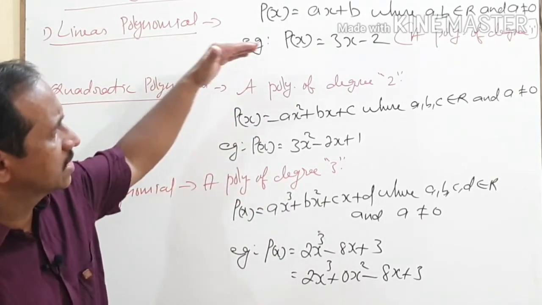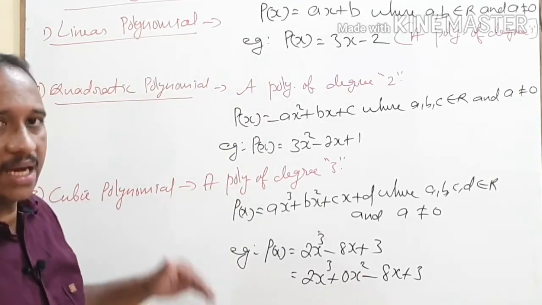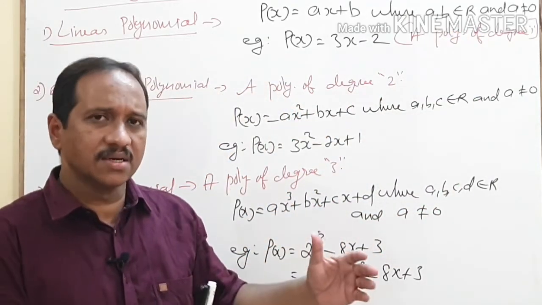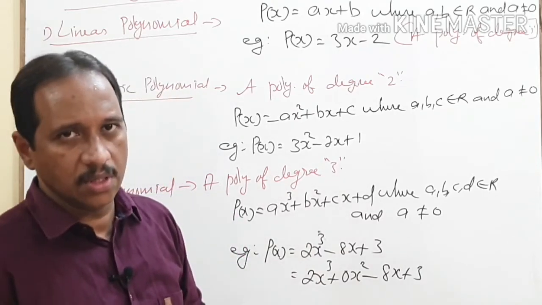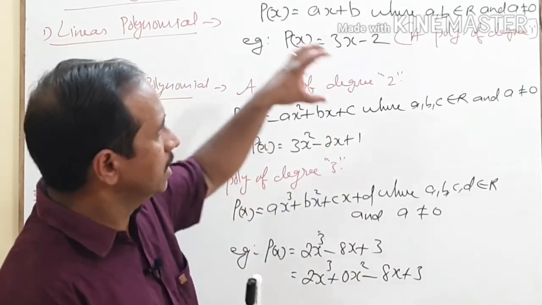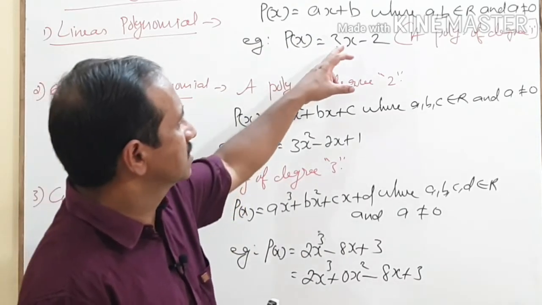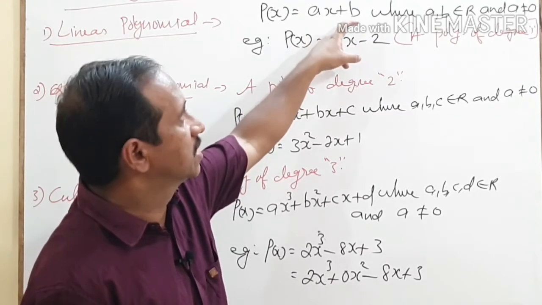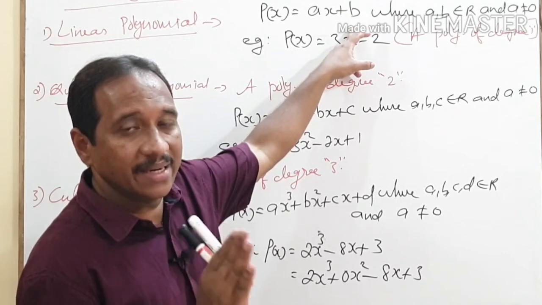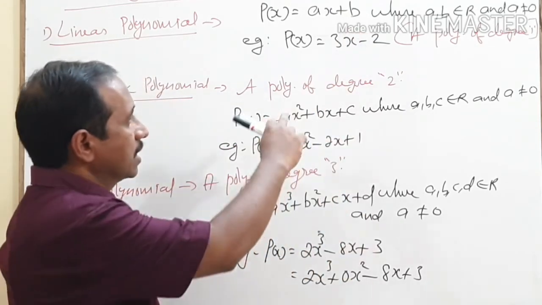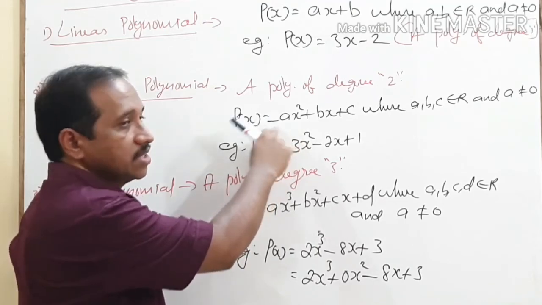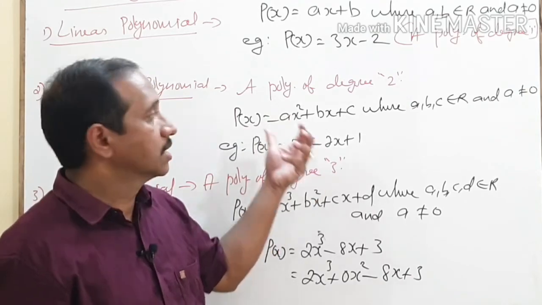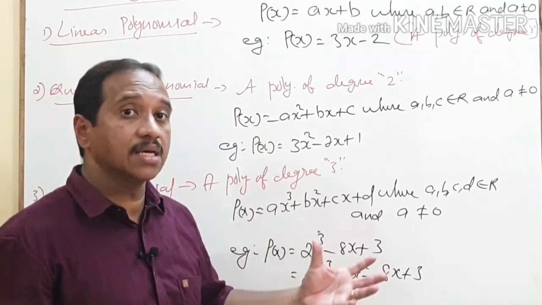Here, while writing the standard form of each polynomial, I have written a is not equal to 0. You can notice. Why is it written that a is not equal to 0? If a becomes 0 in any of these polynomials, then the first term becomes 0, so a linear polynomial will become a constant polynomial. In the quadratic polynomial, if the value of a becomes 0, then the x square term will become 0. So it will not remain a quadratic polynomial. It will become a linear polynomial.